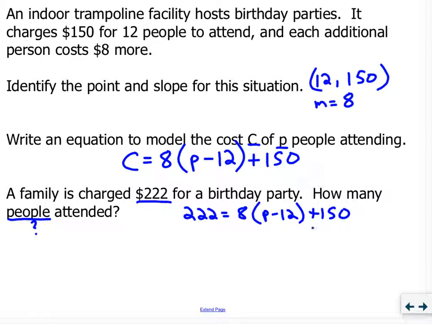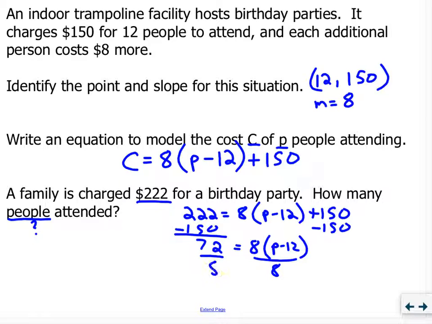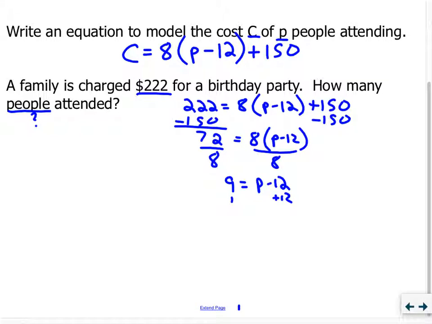So we'll start off by subtracting 150 from both sides. We're going to undo this equation. So when I subtract over here, I get 72 equals 8 times p minus 12. Well, let's undo it again by dividing by 8. 72 divided by 8 is 9. And when I add 12 to both sides, I get p equals 21. So how many people attended? 21 people attended.